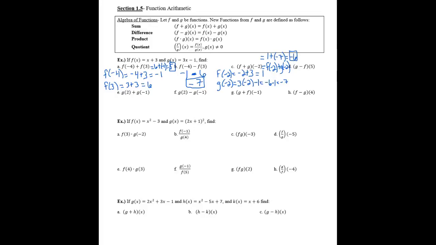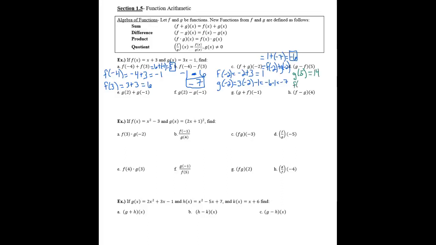So, first I need to find G of 5. I'm going to go ahead and use a different color so that these don't get all mixed up. So G of 5, that's going to be 3 times 5 is 15. 15 minus 1 is 14. So G of 5 will be positive 14.